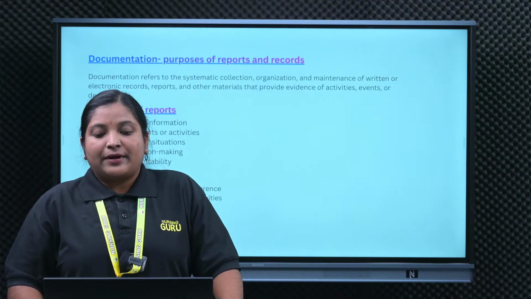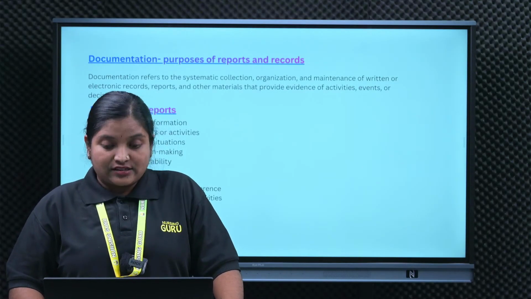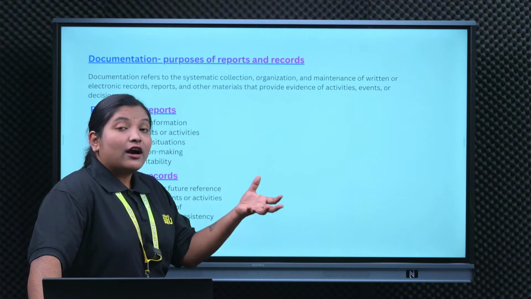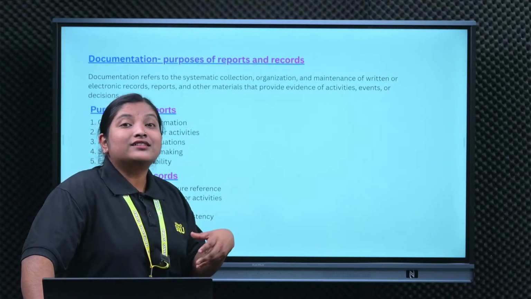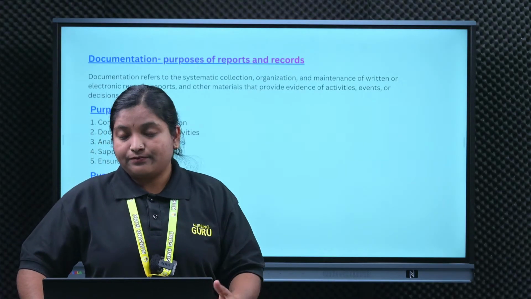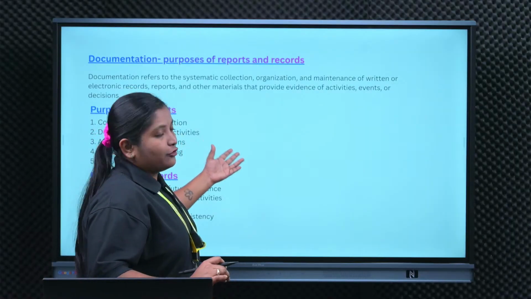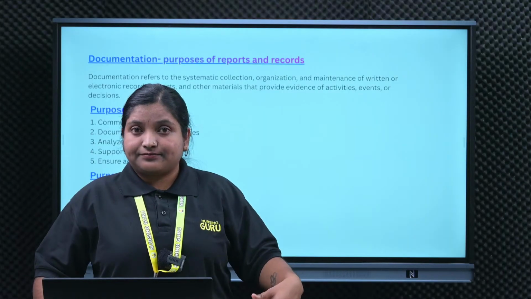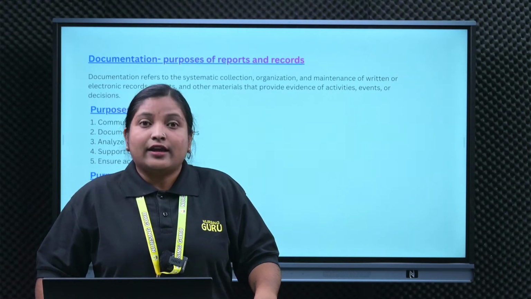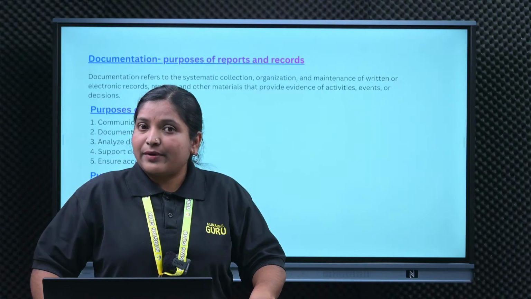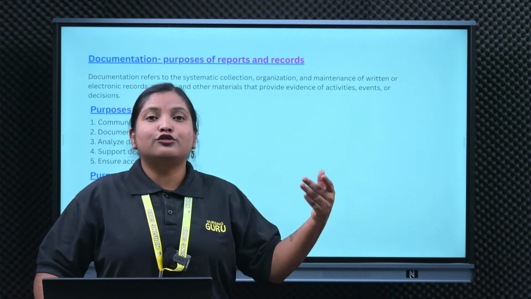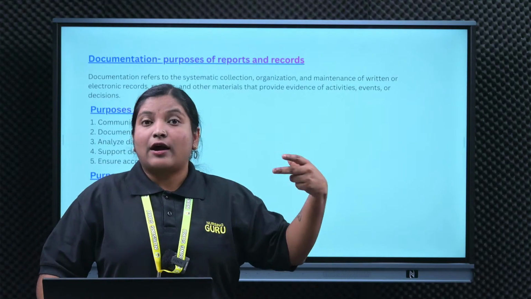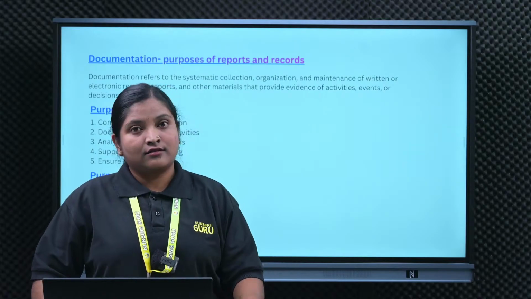The materials provide evidence of activities, events or certain decisions. Later in this unit we are going to discuss the types, such as when we take a consent. That is very important. If any kind of complication happens, you have the documentation to show, and that will keep you safe from other complications in your career.